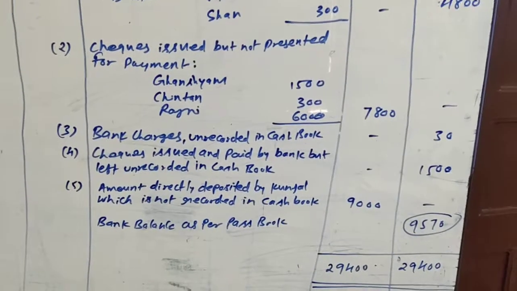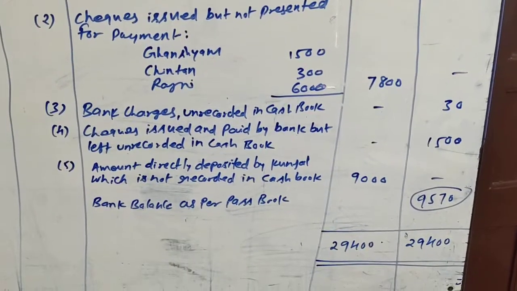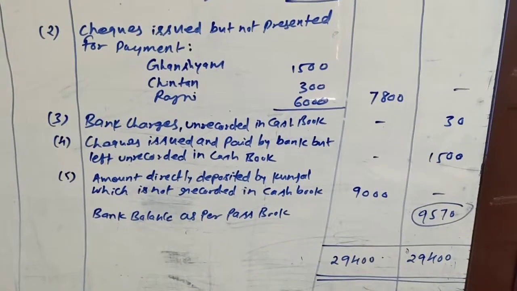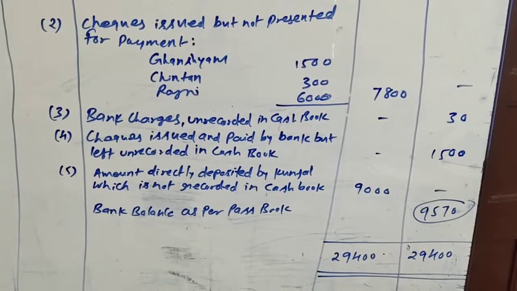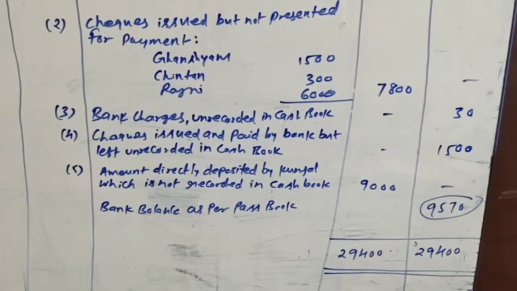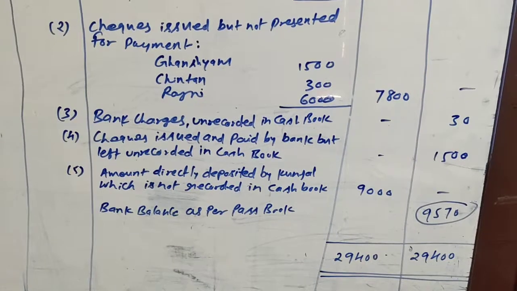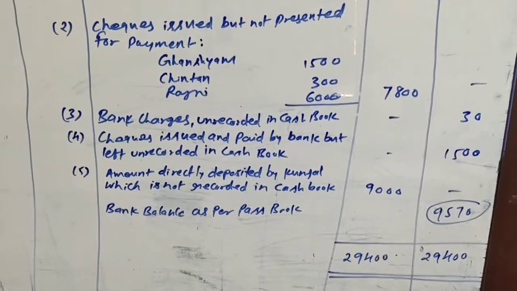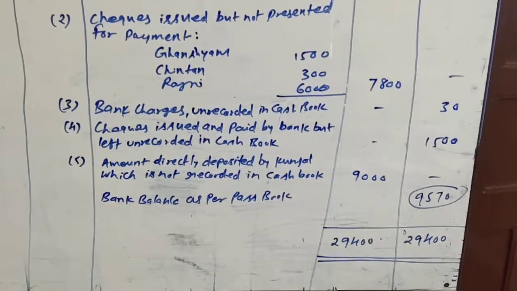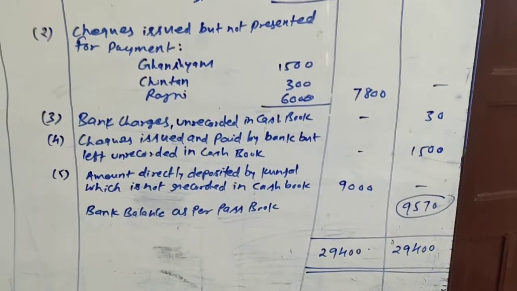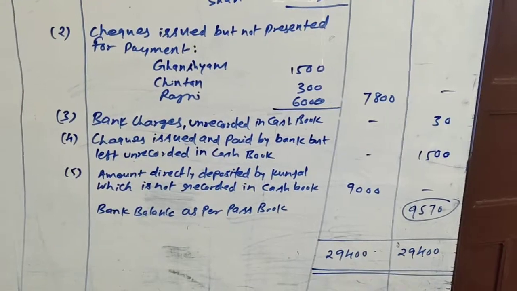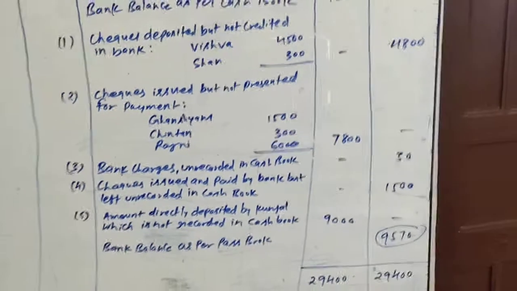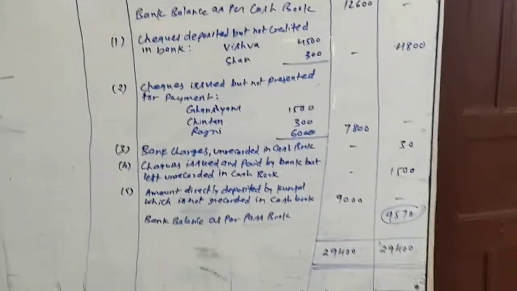The fifth item in BRS, amount directly deposited by Kunjal which is not recorded in cash book. Instead of this you may also write that the check received which is deposited in bank but left unrecorded in cash book, rupees 9,000 at the debit side. So friends, after doing this much, our solution is ready. We can now make total and find the difference.